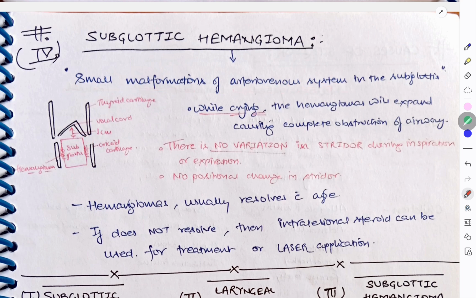So here in the subglottic region, while crying the hemangiomas will expand, causing complete obstruction of the airway. There is no variation in stridor during inspiration or expiration, and there is no positional change in the stridor. This hemangioma usually resolves with age. If it does not resolve, we have to give intralesional steroids, and we can also go for laser application. So this was about subglottic hemangioma.